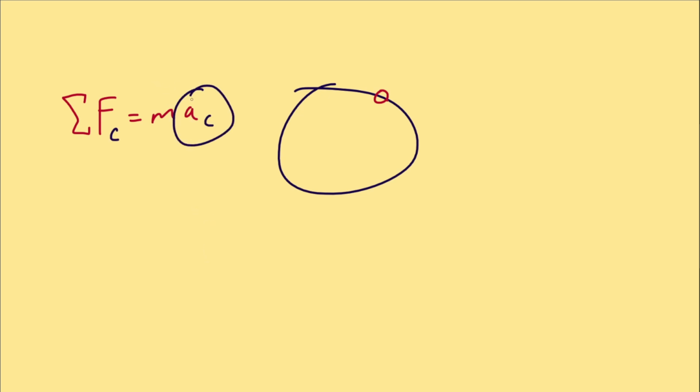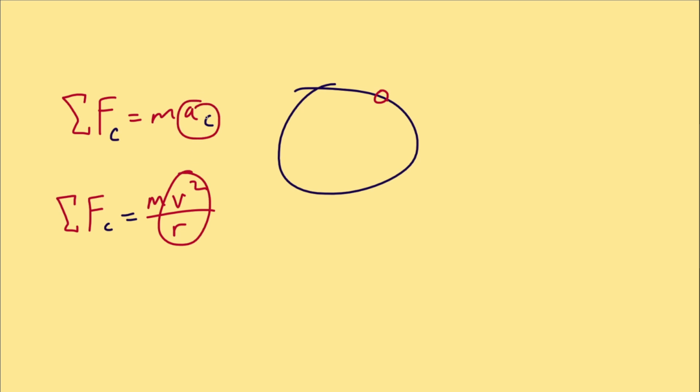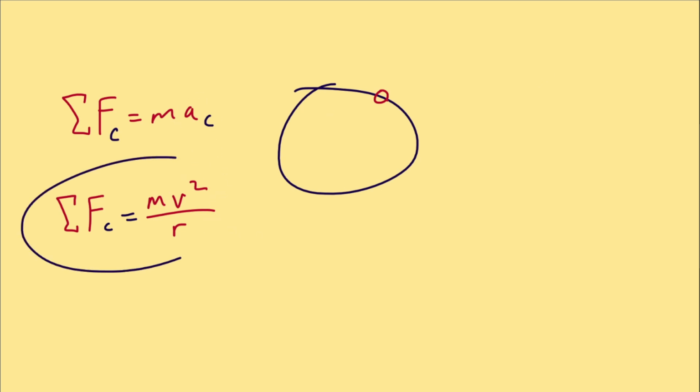Now look here, this AC, that's centripetal acceleration. So here's a very important formula. This is the formula for centripetal force. Fc for centripetal is equal to mass times velocity squared over radius. And we took this from the formula for centripetal acceleration. This formula is also on the free cheat sheet, and we're going to be using it quite a lot.